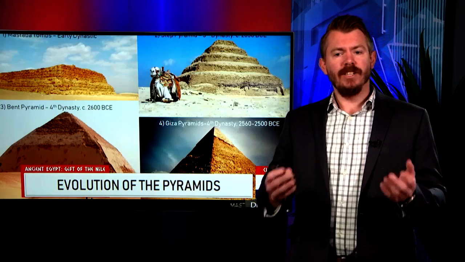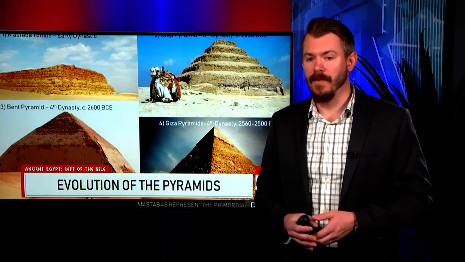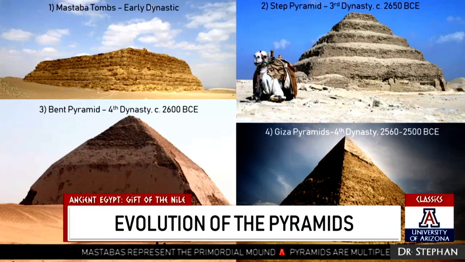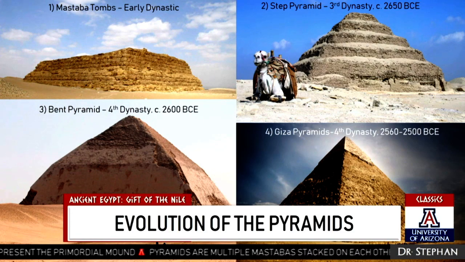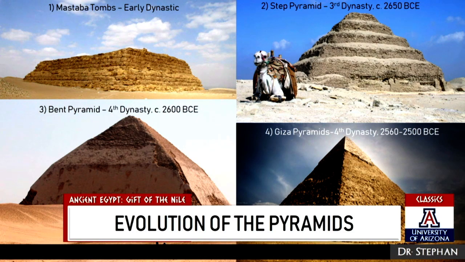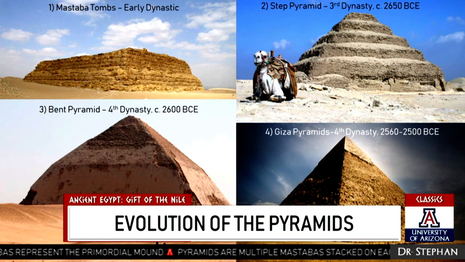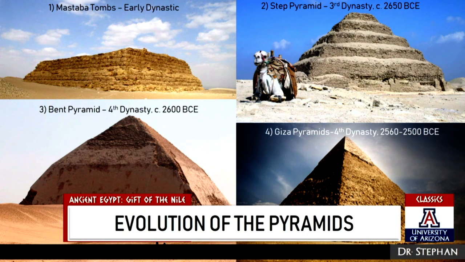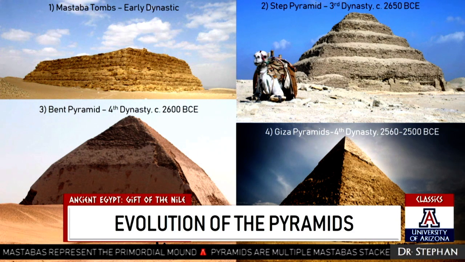Now, let's take a look at what the pyramids actually are. They didn't just arise out of nowhere. We saw the Tomb of Den, which was underground. Early on, in the early dynastic period, a lot of the tombs look like this, and that's known as a mastaba, M-A-S-T-A-B-A. A mastaba tomb is essentially a recreation of the primordial mound in ancient Egyptian religion, the mound from which all other things arise. The idea is that the king or the deceased will be reborn out of this primordial mound.